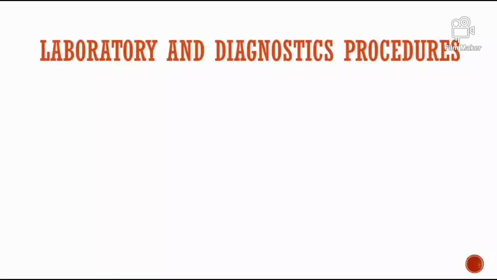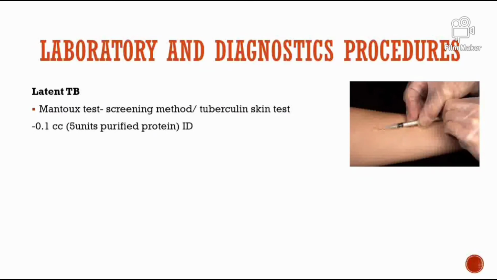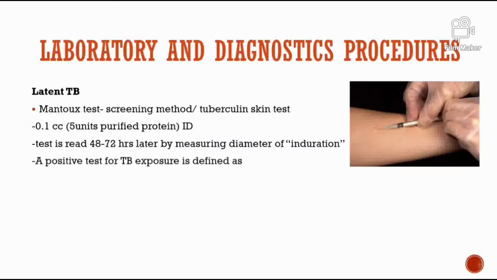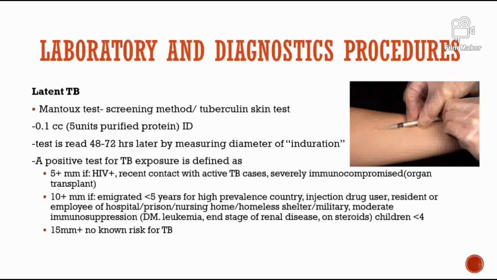Then the laboratory and diagnostic procedures for latent TB would be the Mantoux test, also called a screening method or the tuberculin skin test, where 0.1 cc or 5 units of purified protein derivative is injected intradermally. The test is read 48 to 72 hours later by measuring the diameter of induration. A positive test for TB exposure is defined as 5 millimeters if HIV positive, recent contact with active TB cases, severely immunocompromised, or with an organ transplant.